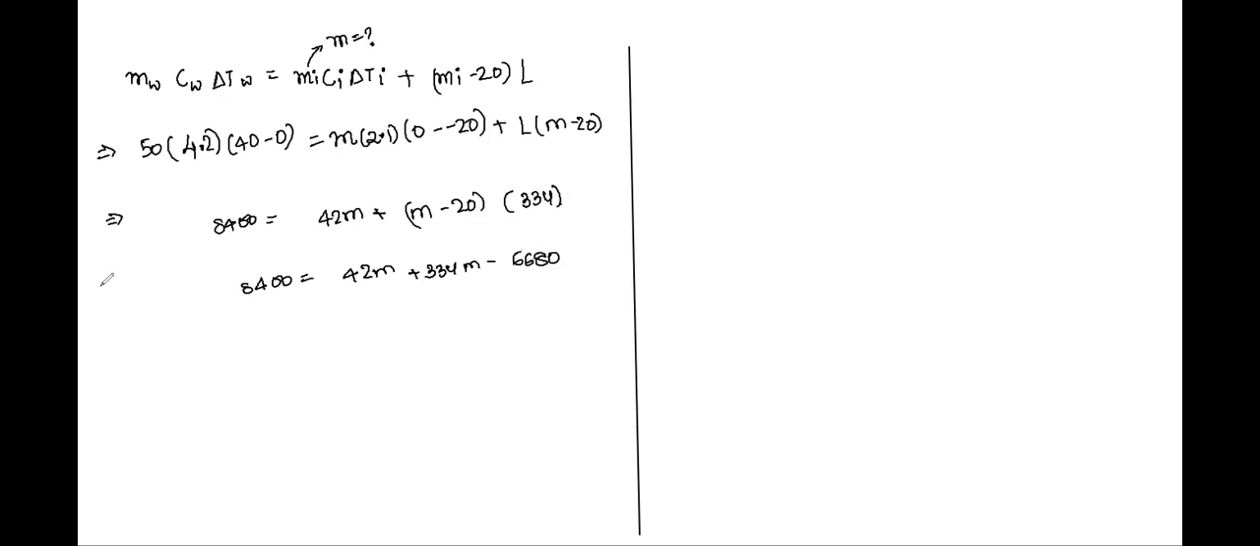6680. Therefore, we will have 8400 plus 6680, which will give us 15080, is equal to 42 plus 334, which gives us, I think, 376, into m. Let us divide this expression. Whenever you have such expressions, class, it is not necessary that you find out the exact value. You can find out an approximate value, not the exact value. I'll tell you the options in the questions. Choose one according to this.